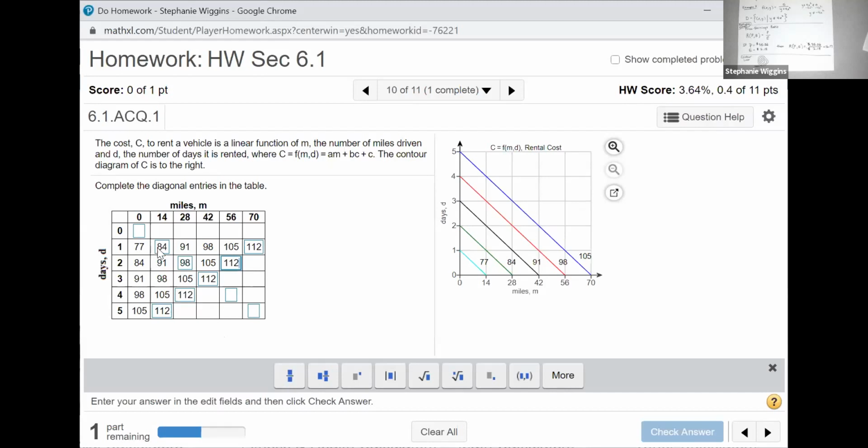Now, when you're starting, just to pick up the truck, you've rented it for 0 days.